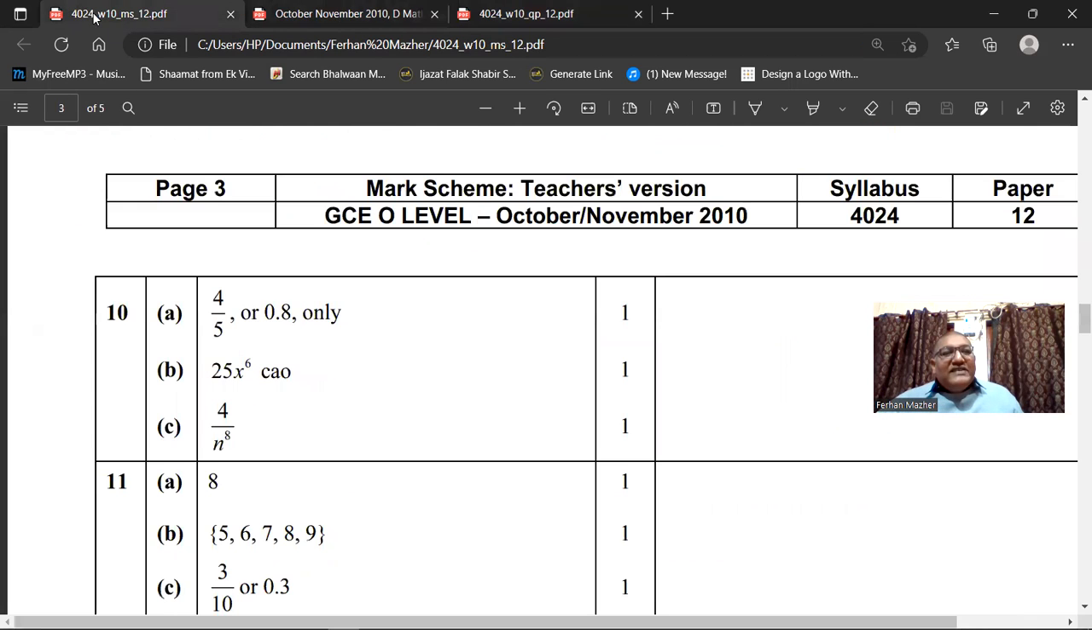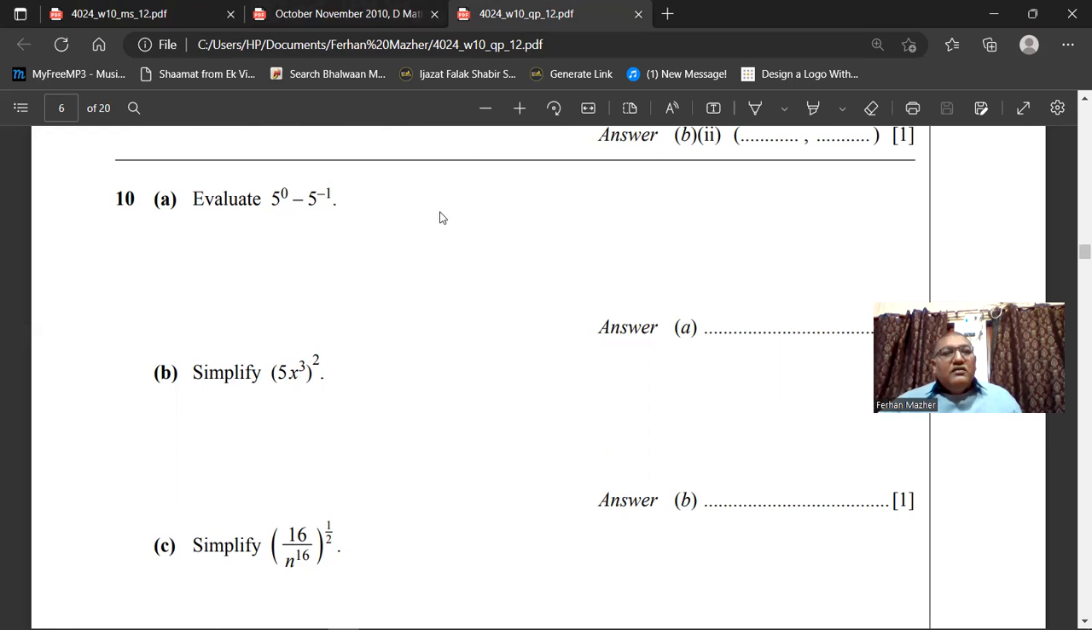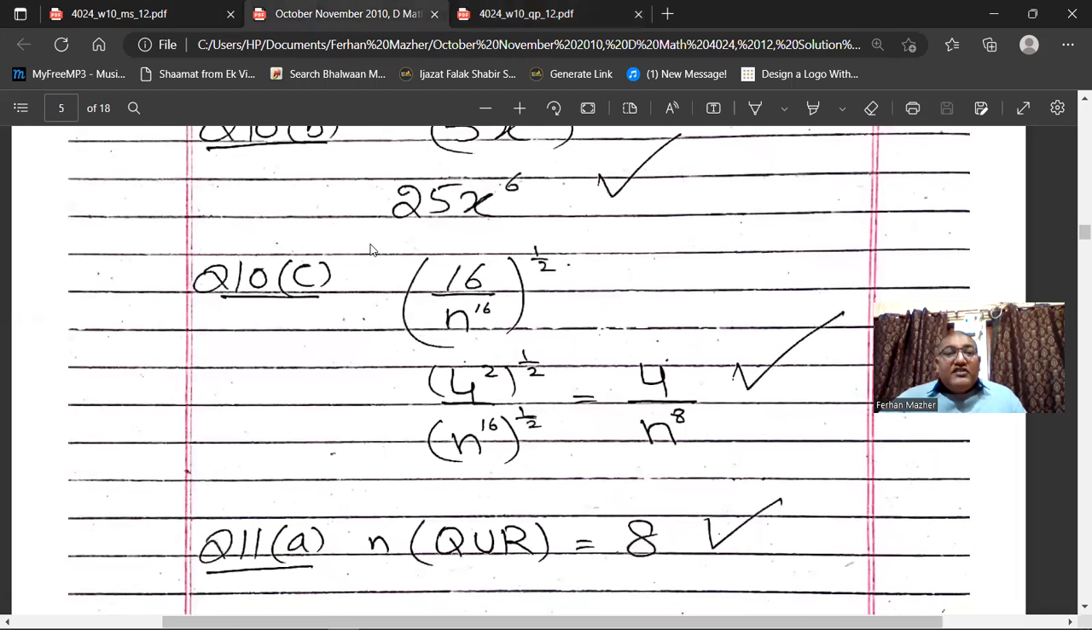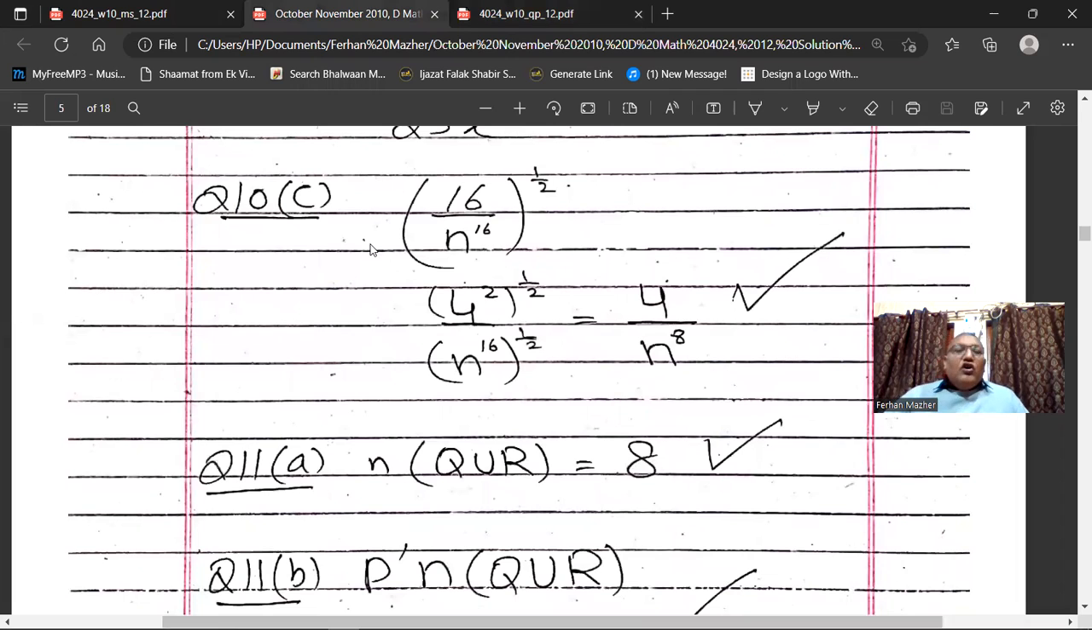Hopefully you understand this. Very simple, straightforward question. Now question number 10 is the C part. Bracket, then we have 16 divided by n raised to power 16, bracket close, raised to power 1 by 2. 16 can be written as 4 square. And then the 1 by 2 power is for both the numerator and the denominator. So 4 square raised to power 1 by 2, divided by n raised to power 16 and raised to power 1 by 2.